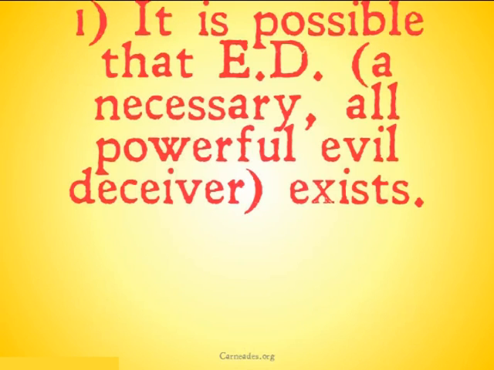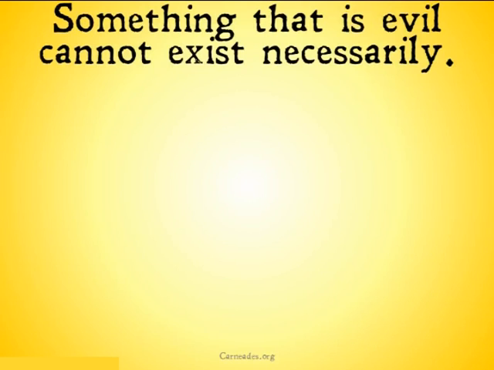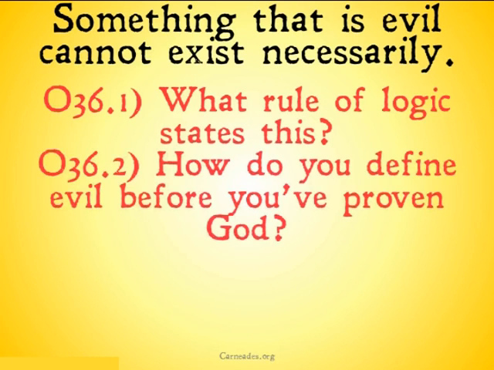Let's take a look. So maybe the theist will say that premise 1 is not the case, because something that is evil cannot exist necessarily. Well, something that is evil cannot exist necessarily. I'm a little skeptical of this. Objection 36.1. What rule of logic states this? I'm curious. It seems that morality, the things dealing with good and evil, is a very separate area of philosophy from modality, dealing with necessity and possibility. Show me why these overlap in this way. 36.2.